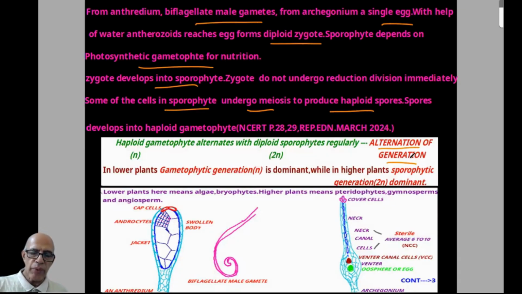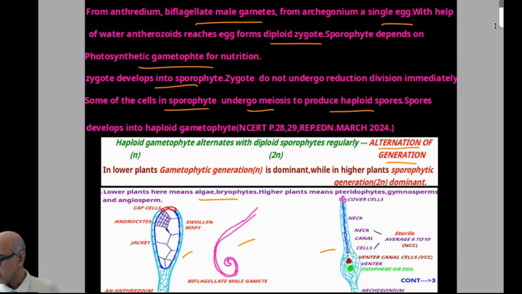In lower plants, gametophytic generation is dominant, that is haploid, while in higher plants, sporophytic generation, that is diploid, 2N, is dominant. Now, here some diagrams are given. Lower plants here means algae and bryophyte. Higher plants generally refers to, because plant body becomes diploid, pteridophyte, gymnosperm, angiosperm. And this is Antheridium of bryophyte. This is biflagellate male gamete. And this is Archegonium. Maybe you can find there. Just label there. See the diagrams.